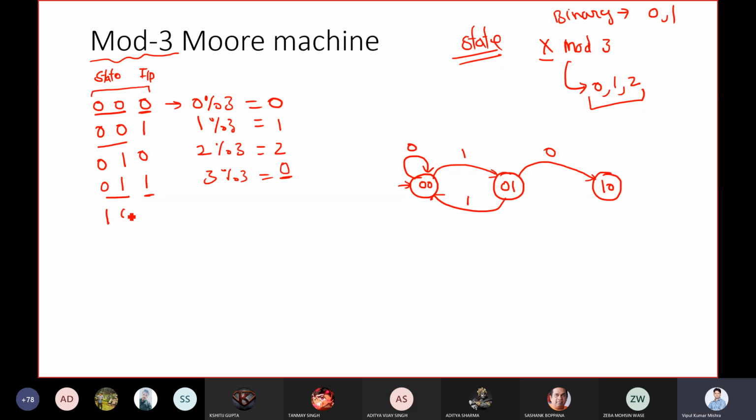Now if you are in the 1,0 state and you get value 0, what value are you getting? 4 mod 3, which is 1, so 0,1. Where will you go? You will go to the state 1. So you will reach here. Now we have 1,0,1. This will be 5 mod 3. You will reach the state 2. So whenever you get one value, you will remain in the same state. Got it, everyone? Any doubt on this? How we have designed this state machine? Guys, any doubt on this?